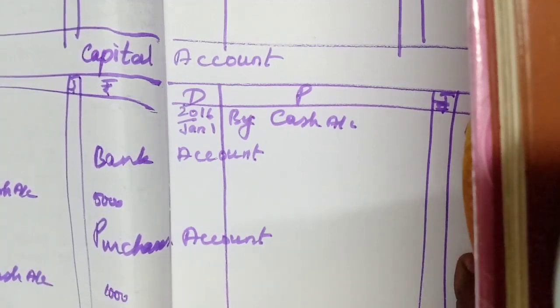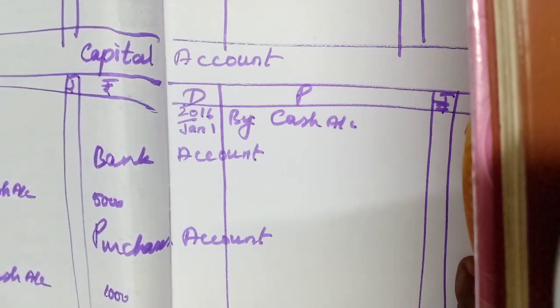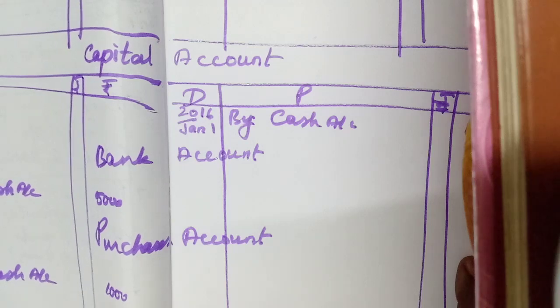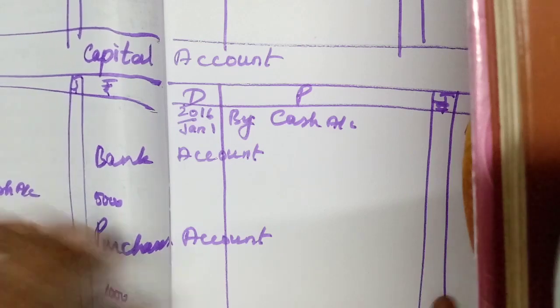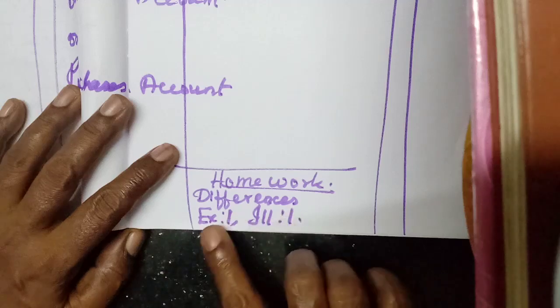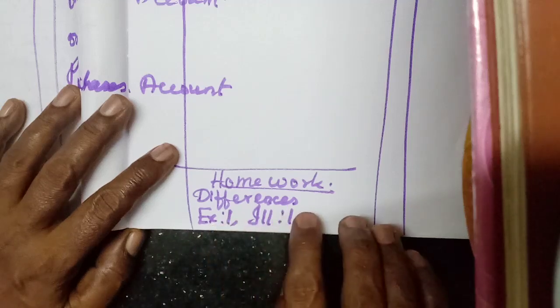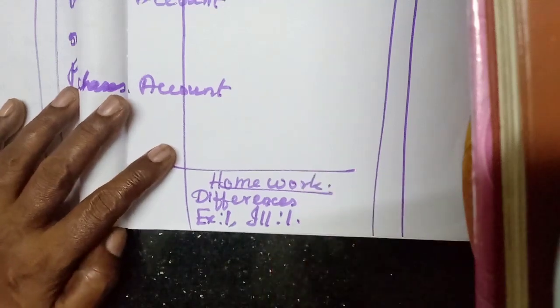Today's portion I have explained in one class, so you can learn this as homework. Differences, one 3-mark question, then exercise 1 and illustration 1 you have to do and see in a notebook. Okay students, thank you very much.